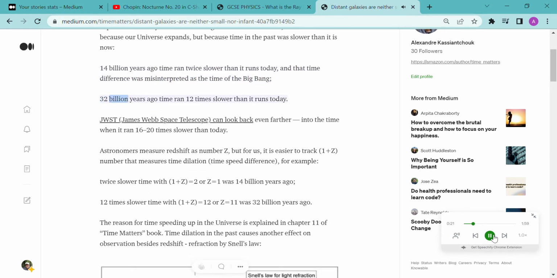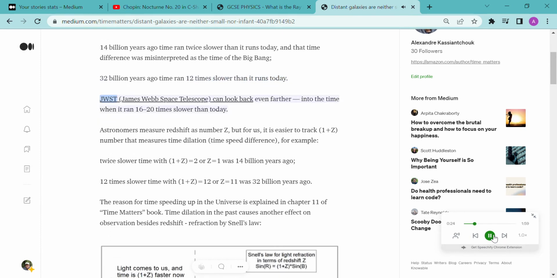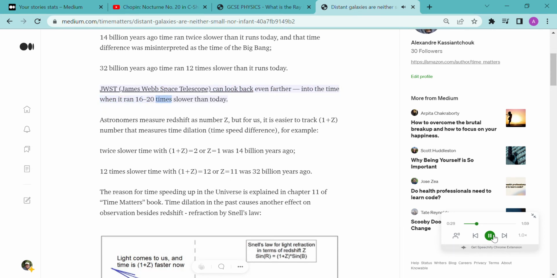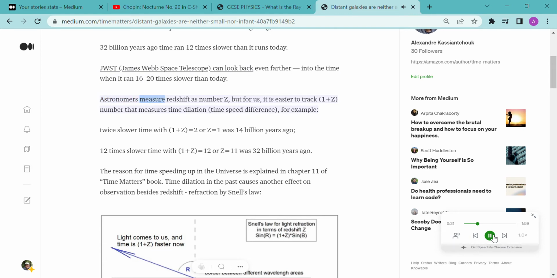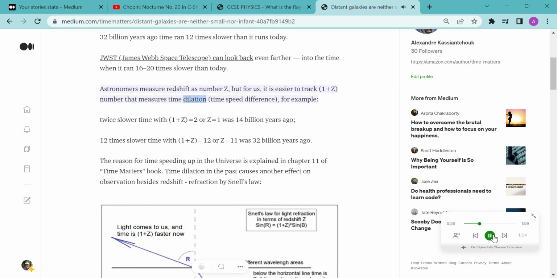32 billion years ago time ran 12 times slower than it runs today. JWST, James Webb Space Telescope, can look back even farther, into the time when it ran 16 to 20 times slower than today. Astronomers measure redshift as number z, but for us, it is easier to track 1 plus z, number that measures time dilation, time-speed difference.